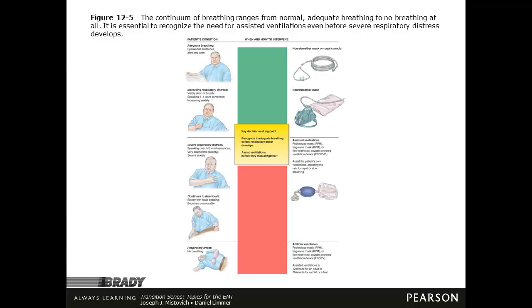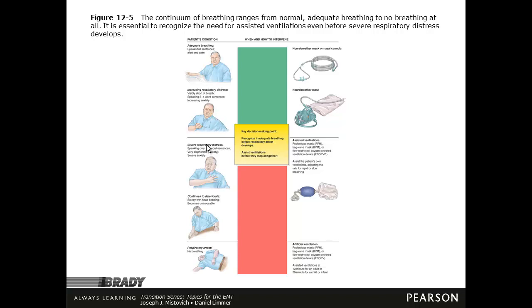This slide illustrates a patient progressing from respiratory distress to failure and the appropriate adjuncts for each level. Patients with adequate breathing, speaking in full sentences, may only need a non-rebreather mask or a cannula to return their O2 saturation to the appropriate level. With increasing respiratory distress, the patient will become visibly short of breath, may reduce their sentence length to 3 and 4 words, and demonstrate increasing anxiety.